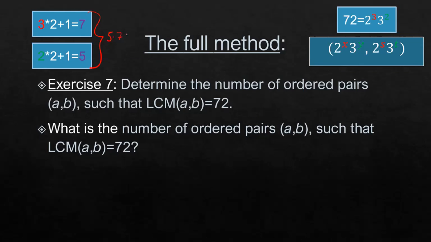Because this is going to give you the total number. Imagine that you have one pair here, one pair here, one pair here. We found 7 of those for the powers of 2. Right? So you have 5, 6, 7. This is for the powers of 2.